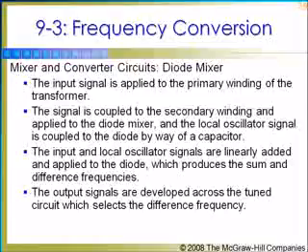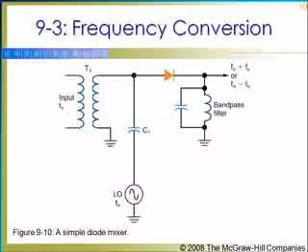The input signal is applied to the primary winding of the transformer. The signal is coupled to the secondary winding and applied to the diode mixer, and the local oscillator signal is coupled to the diode by way of a capacitor. The input and local oscillator signals are linearly added and applied to the diode, which produces the sum and difference frequencies. The output signals are developed across the tuned circuit, which selects the difference frequency. This is the schematic diagram of a simple diode mixer.